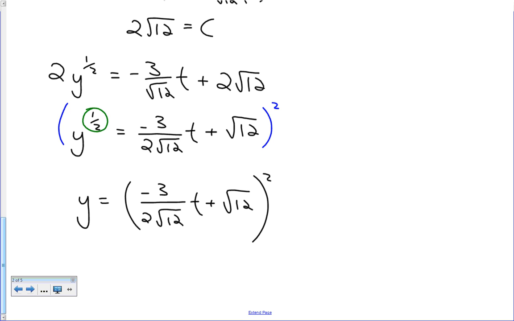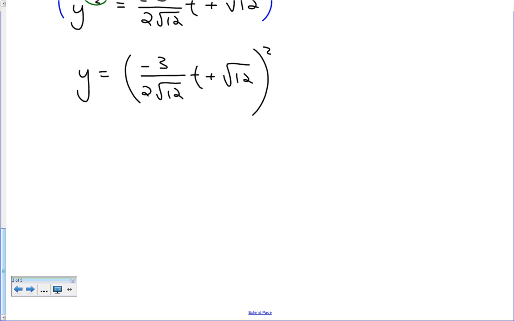And there's our equation for y. Now, it might not be in a form that you recognize that type of function, but realize what you have here is a linear function. It's in the form of m times t plus b. You've got some constant times t plus some other constant, and you're squaring that. I know if I take a linear function and square it, I get a quadratic function.